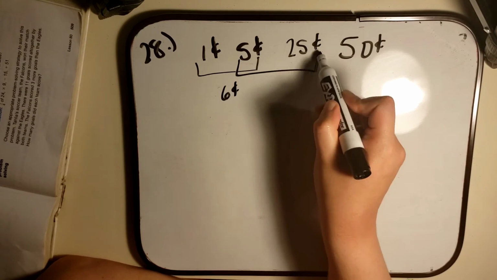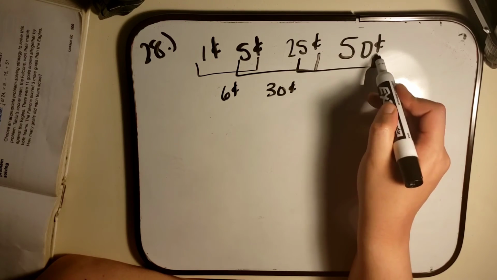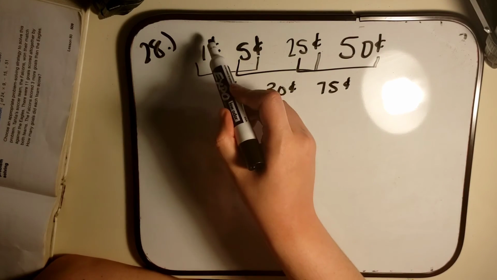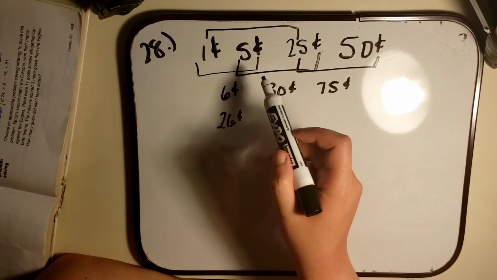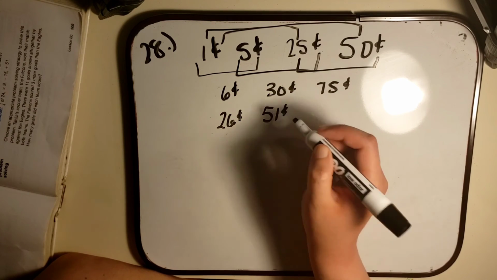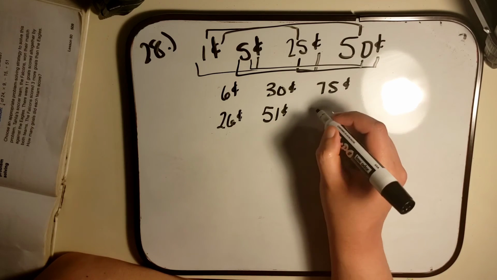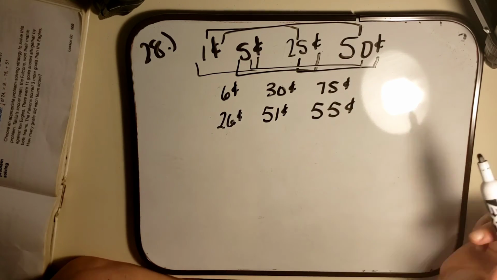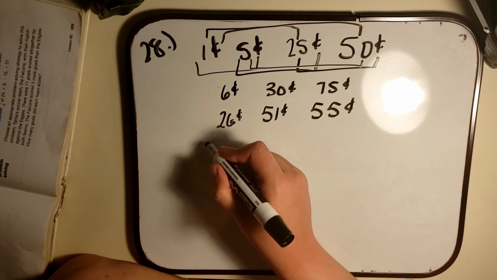So we can put the penny and nickel together, we get 6 cents. We could put the nickel and quarter together, we get 30 cents. Could put the quarter and 50 together, we get 75 cents. We could put 1 and 25, we get 26 cents. We could put 1 and 50, we get 51 cents. We could put 5 and 50, we get 55 cents. And other than that, we've made all of our pairs. So how many do we have? We have 1, 2, 3, 4, 5, 6.